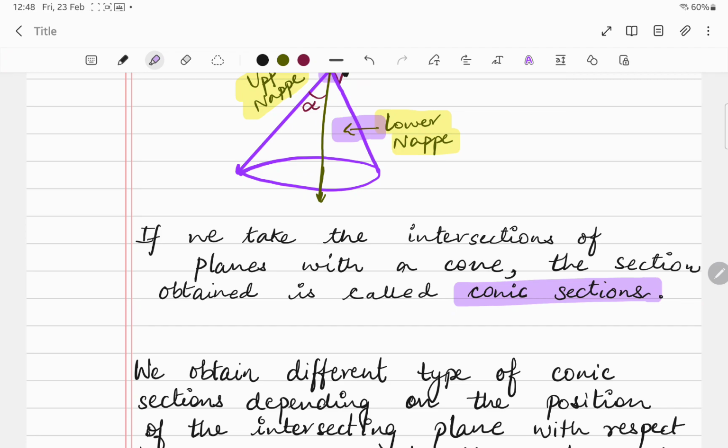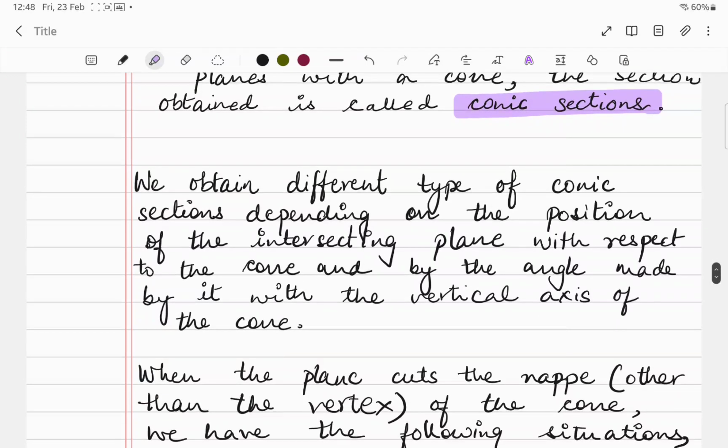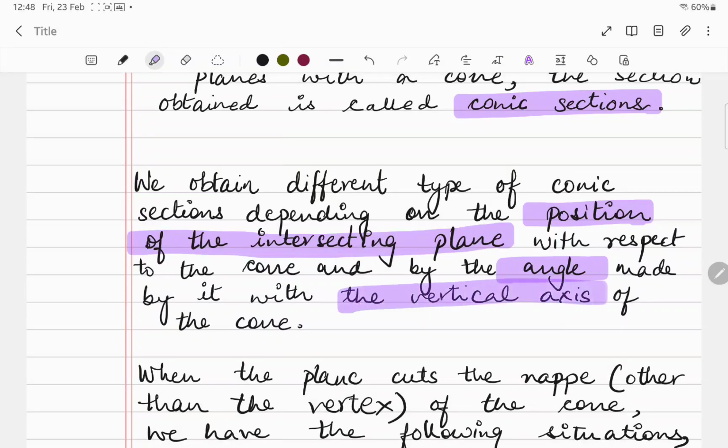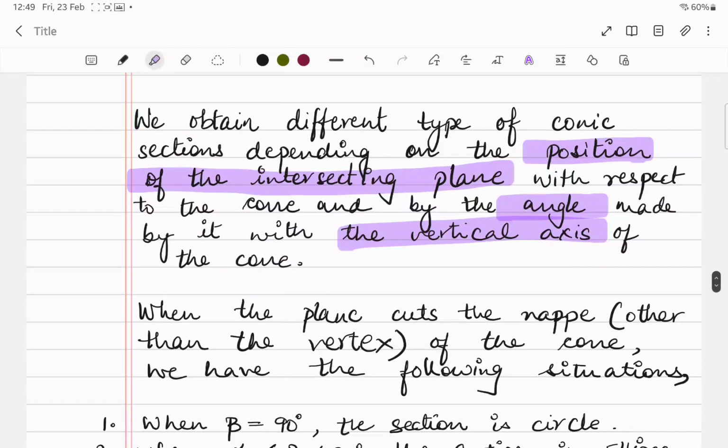So now we're going to have a plane surface, and we are going to intersect that plane with this cone. We obtain different types of conic sections with different angles, with different planes. So depending on the position of the intersecting plane with respect to the cone, and the angle made by it with the vertical axis, we get different conical shapes, different curves.